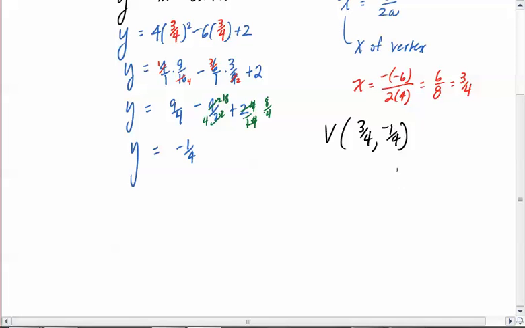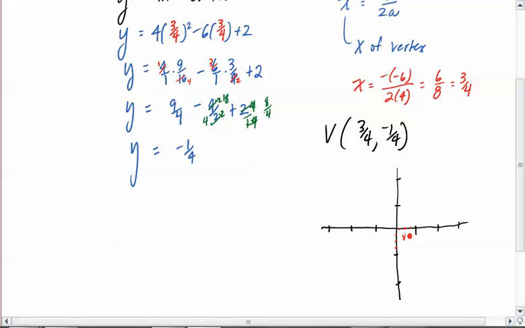Let's take a look. Now I'm going to make my scale really, really large so that I can do these fourths. There we go. Okay, so I'm going to go over 3/4 and down a 1/4. Over 3/4, close enough, and down a 1/4. So there's my vertex right there. Over 3/4, down a 1/4, V.